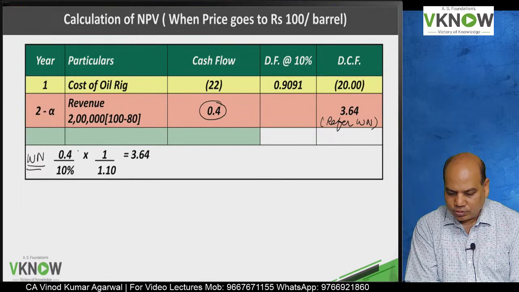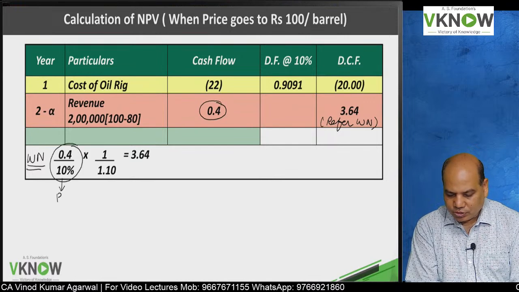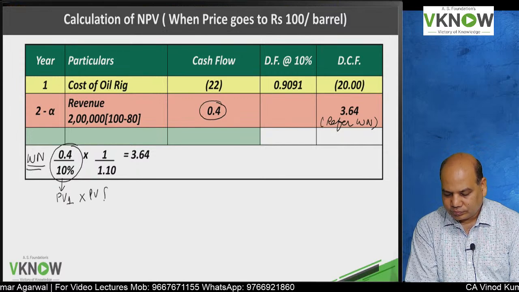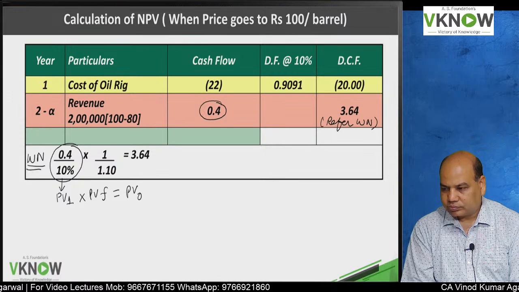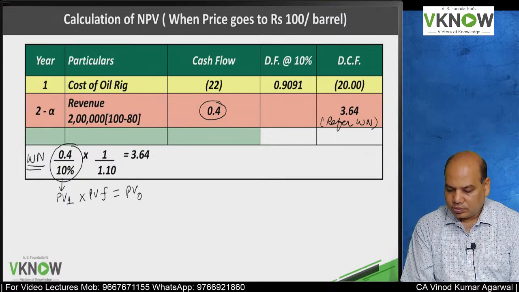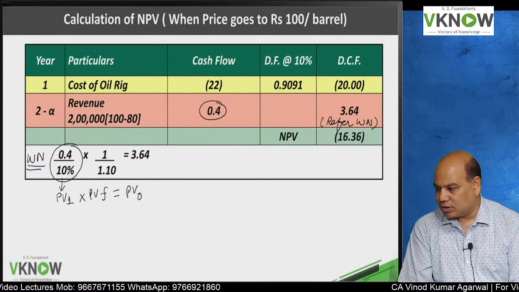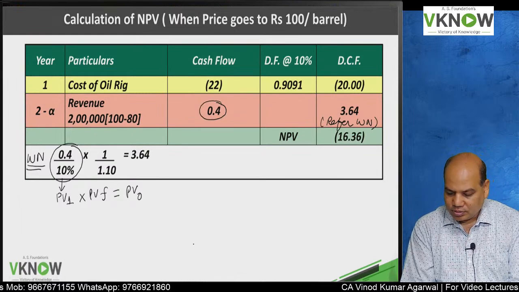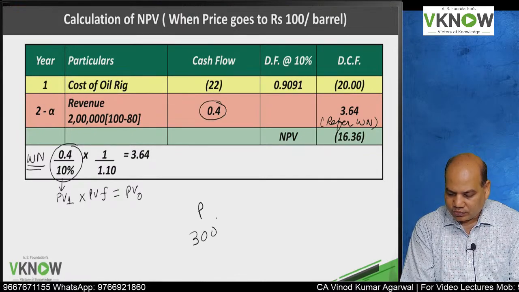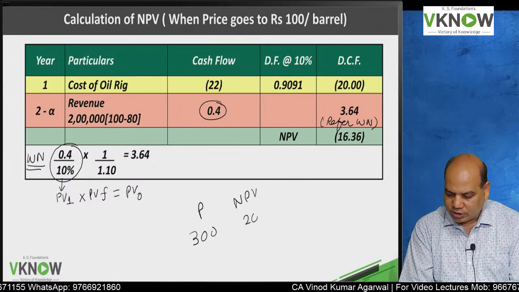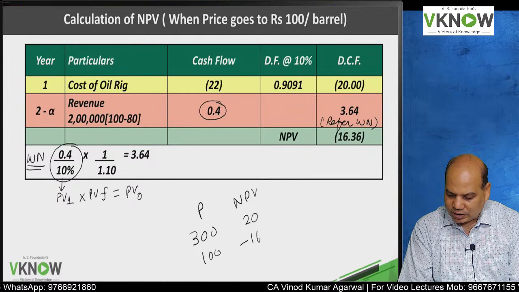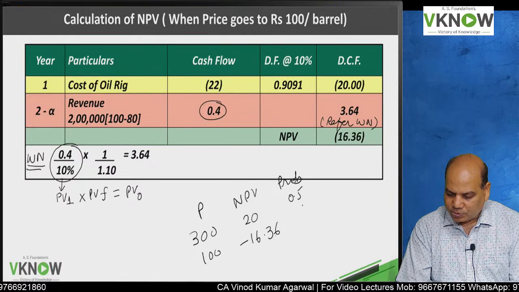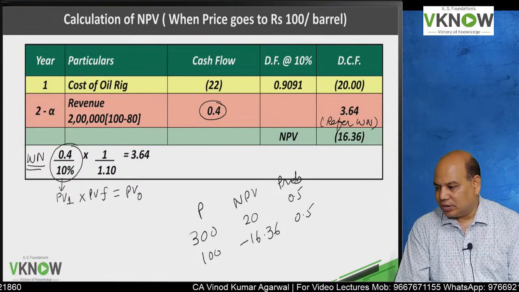First you take 0.4, divide by 10%, you will get PV1. Multiply by PV factor, you will get PV0. So please tell me the total. 16.36 negative. When price was 300, NPV was 220. When price is 100, NPV is negative 16.36. The probability is 0.5. Okay.